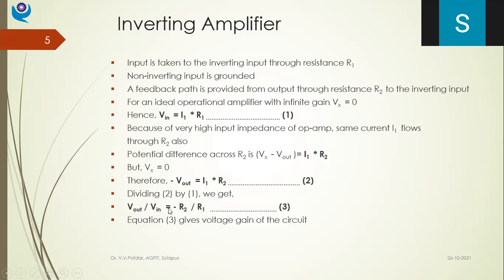Vout will be equal to minus R2 by R1 into Vin. Taking the same ratio, 100 ohm R2 and 100 ohm R1, the ratio is 1 into Vin, which is 10 millivolt. It will become minus 10 millivolt. So this is how an inverting operational amplifier works.